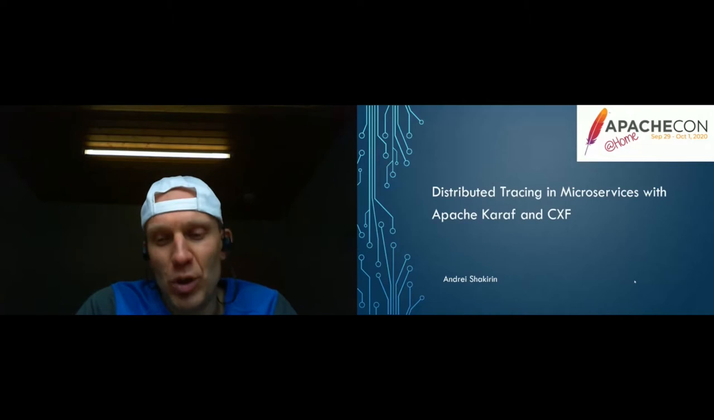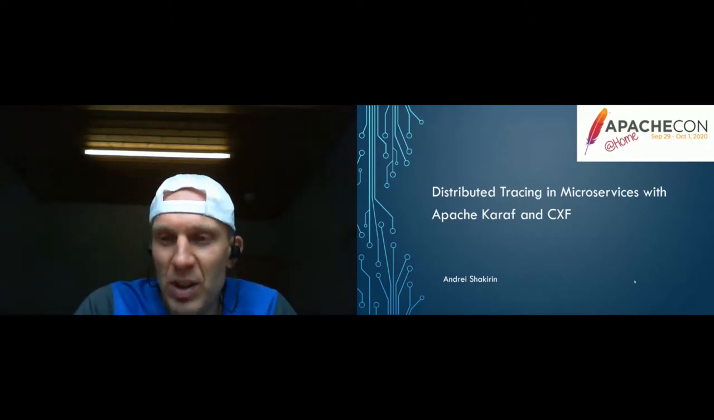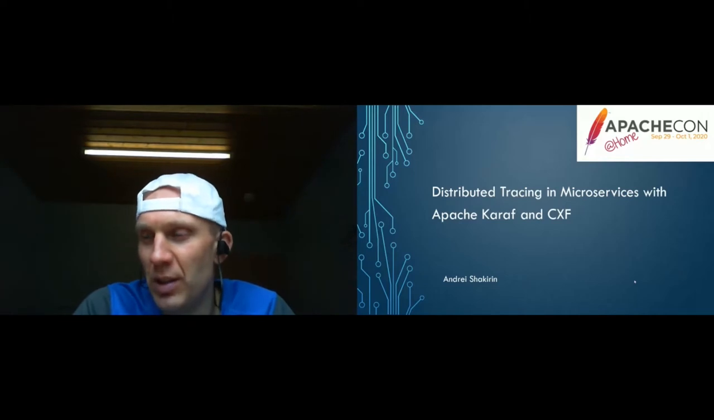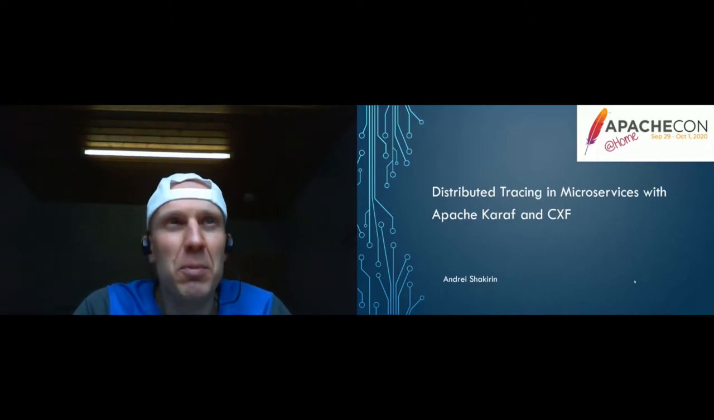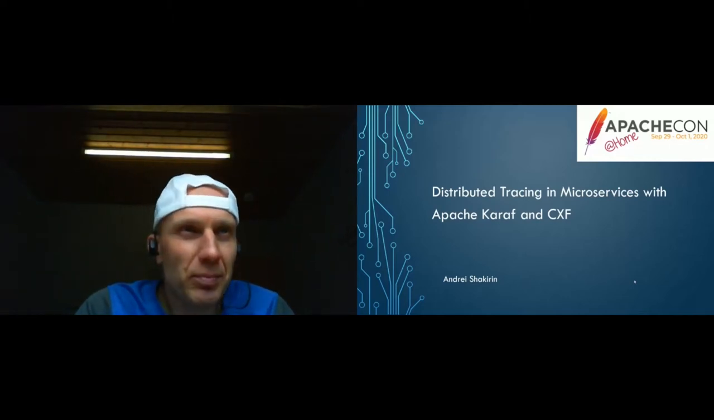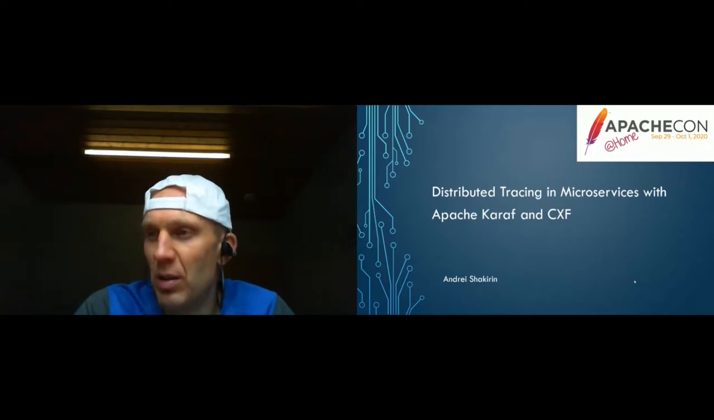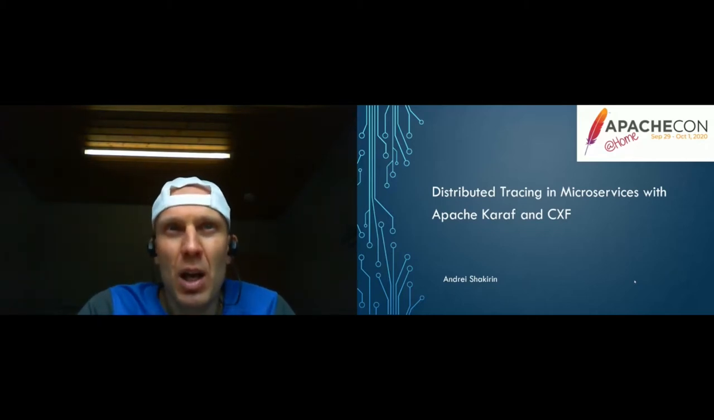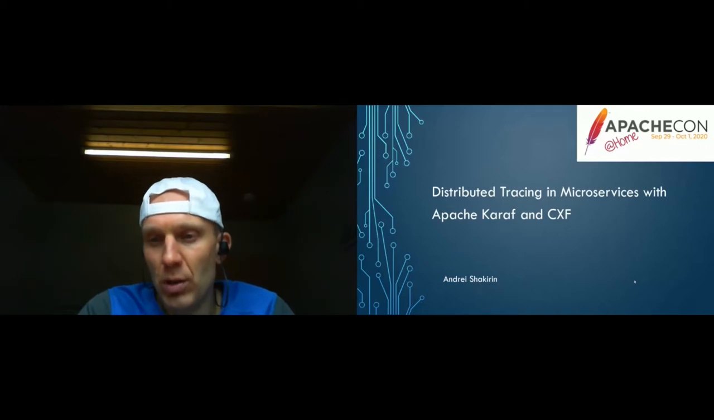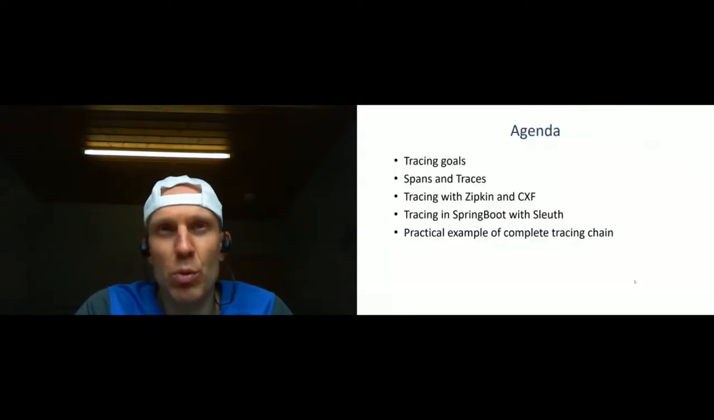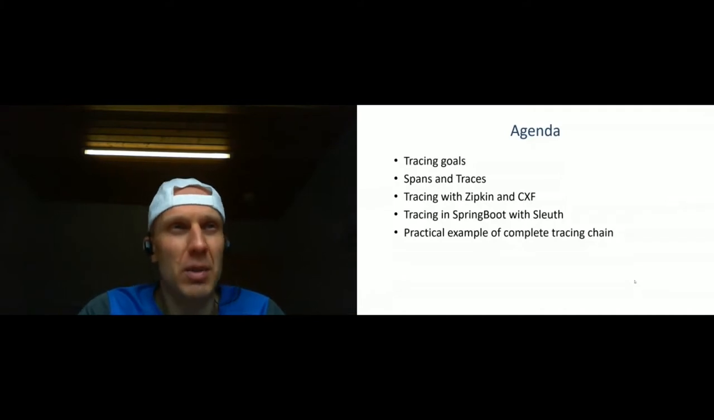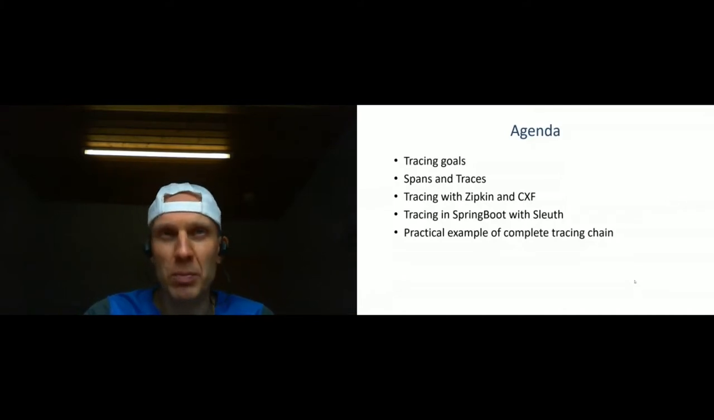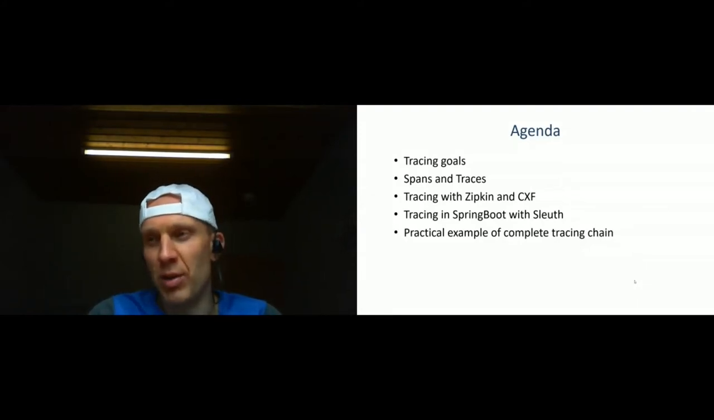First, to define the tracing goal, let's see why tracing is important at all, especially in a distributed microservices landscape. Then we'll make some definitions: what are spans and what are traces. Then we'll look a bit at the open source Zipkin tracing solution and its architecture. We'll show two kinds of integration: how Apache CXF is integrated with Zipkin, and another example with Spring Boot, using Sleuth, and how it is also integrated with OpenZipkin. I also prepared two short demos for every solution.